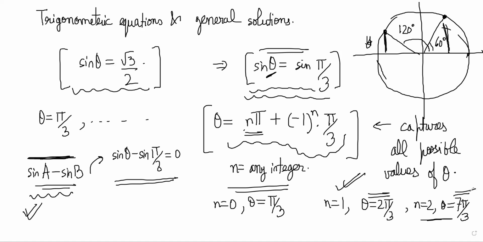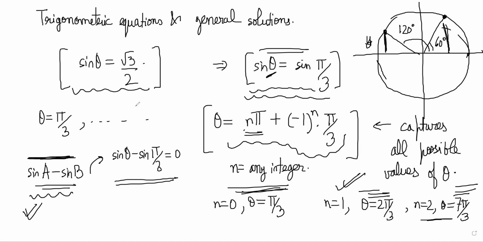If you come back to the same point, your sine value and cos value will be the same as before. Do you understand what I'm saying? So the first three values you can see are clearly working out to be correct. For all of those, sine theta will be root 3 by 2.